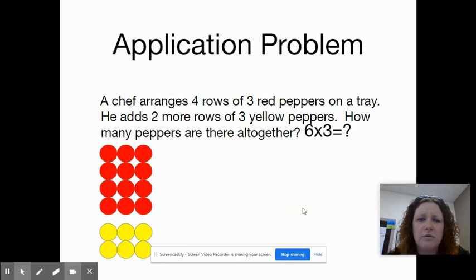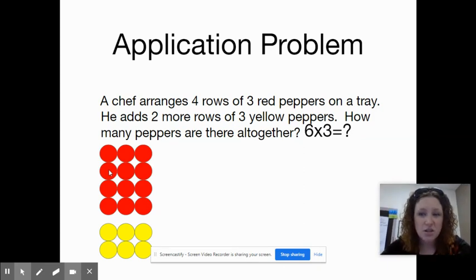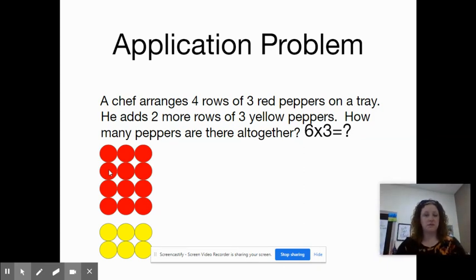So let's see. How can we figure that out? Well, I could count all of them. I'm not really very good with my 6 facts yet. I could count by ones, 1, 2, 3, 4. That seems like it's going to take a long time. Oh, I know what I can do. I'm looking at my array. Since I have 2 different colors, I can already kind of see 2 different problems within that.